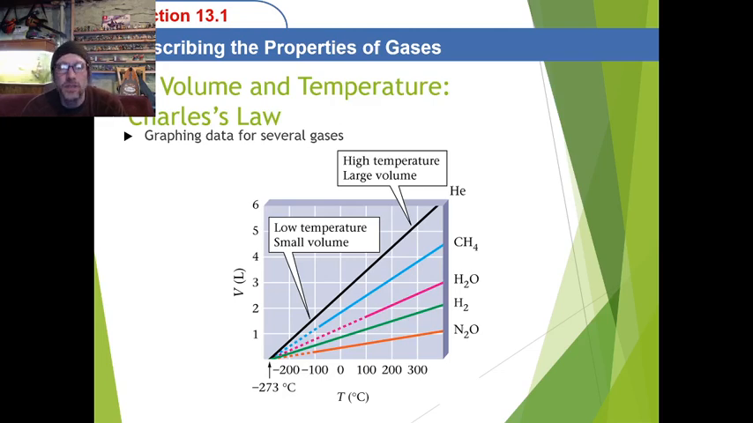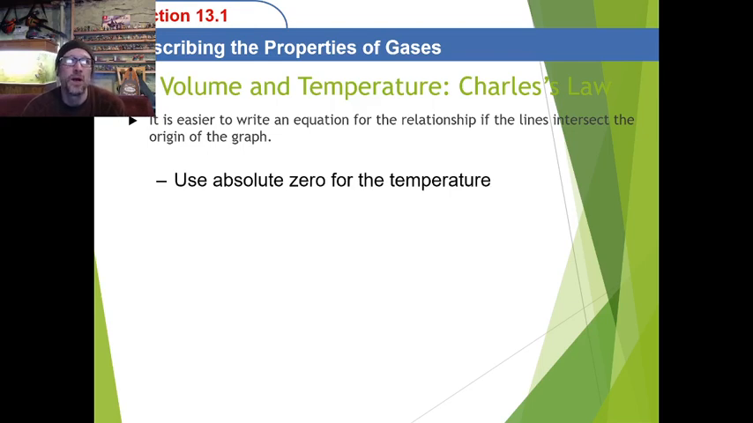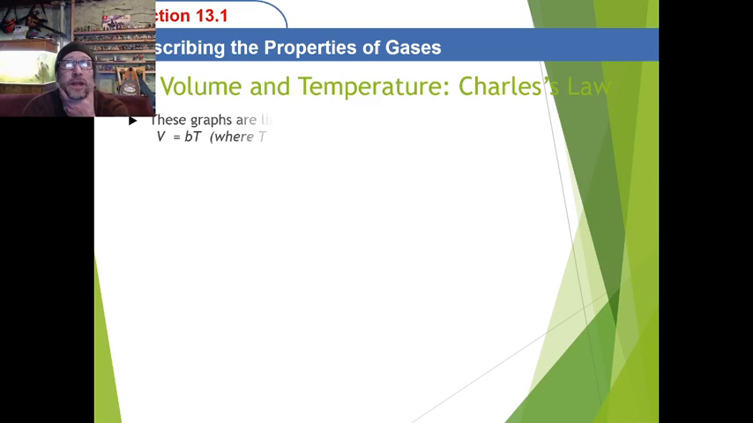And we have to use Kelvin when we do Charles' Law calculations. If we don't, we're going to run into negative volume. So we do want absolute zero for our temperature. So we want a graph that looks like that. So we will deal in Kelvin.